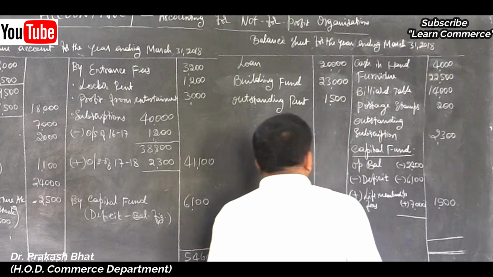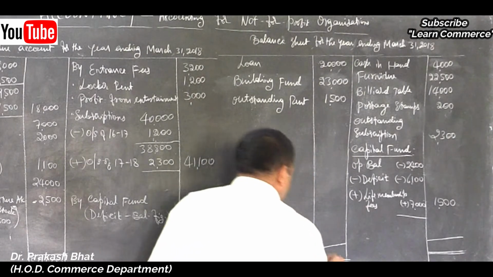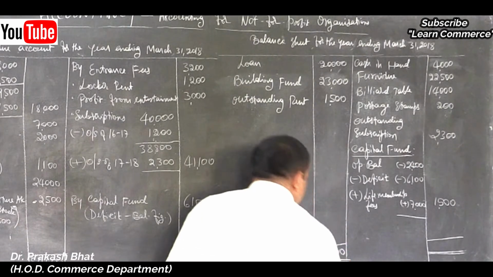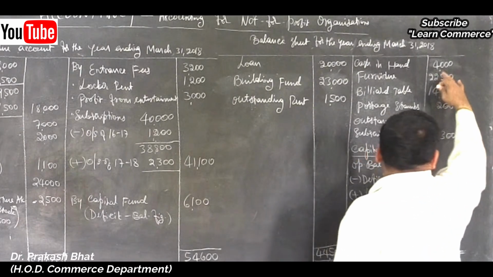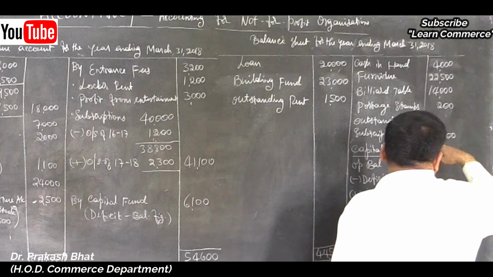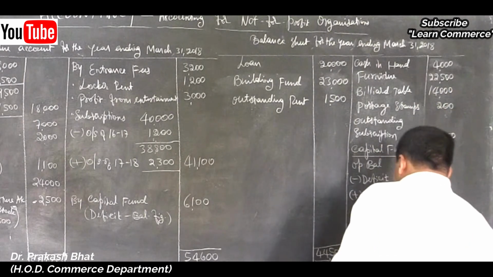Now find out the total on both the sides. You will have 44,500. 44,500 on either side. Yes, 22, 4, 26, 36, 40, 42, 43 and 44,500. Yes, it is. It agrees.